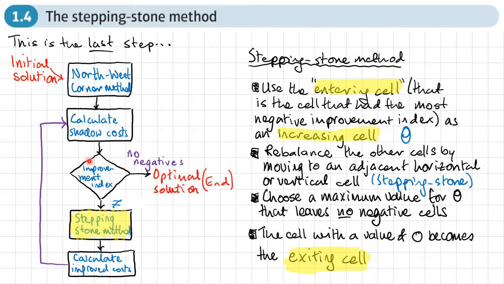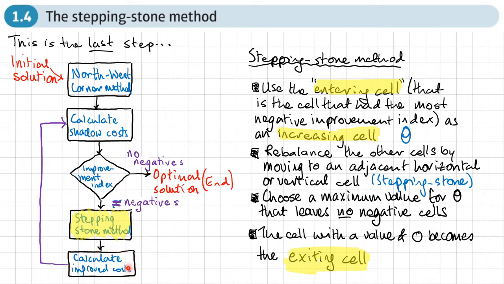we finish here. If we do have negative improvement indices, or actually we do have negatives, so I suppose I should put equal negative. So we've got at least one or more negative improvement indices. We then use the stepping stone method, and this is going to allow us to improve our costs, minimize our costs. And the stepping stone method we're going to go through in a moment.